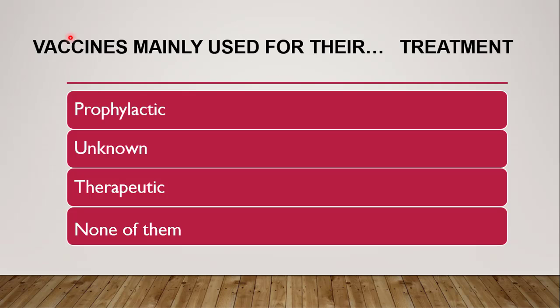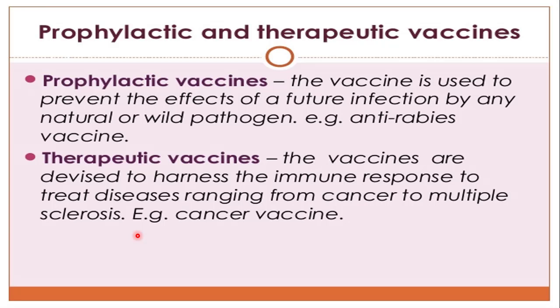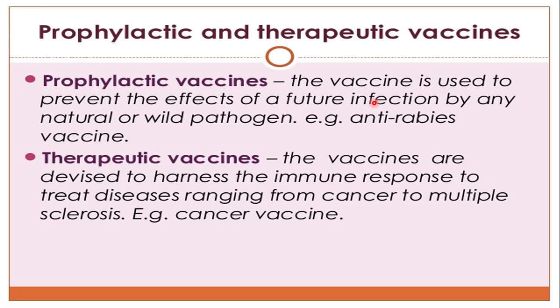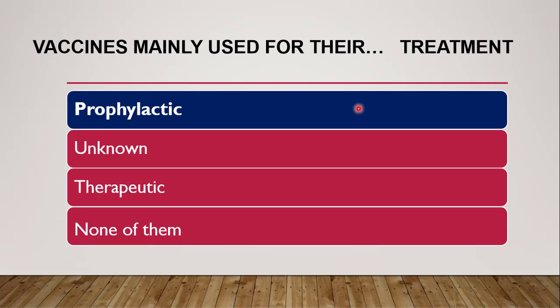Next question, vaccines mainly are used for their dash treatment. Whether they are used for the prophylactic treatment, whether unknown, then therapeutic, or none of them. The correct answer is prophylactic treatment. Prophylactic treatment means it is used to prevent the effect of an infection, that is preventive. So it is majorly used for prophylactic treatment.